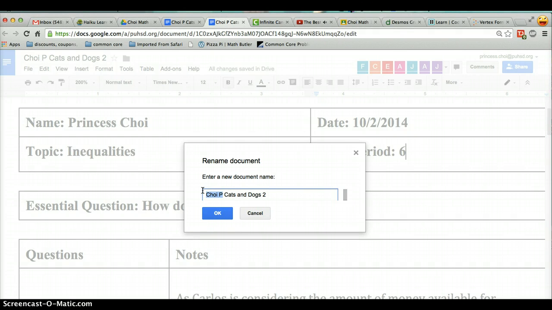And then you're just going to put your last name and your first initial, because the back part is going to be the same, Cats and Dogs 2. Because yesterday was Cats and Dogs, because you never say Cats and Dogs 1, right? When a movie comes out, you never say Superman 1, you say Superman, and then Superman 2, right? So there you go. Choi P, Cats and Dogs 2, for you is going to be your last name, and then first initial, Cats and Dogs 2.